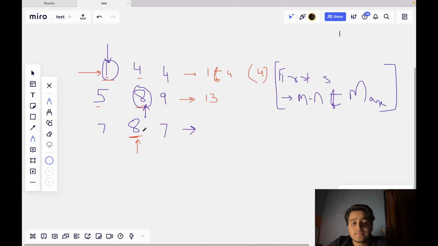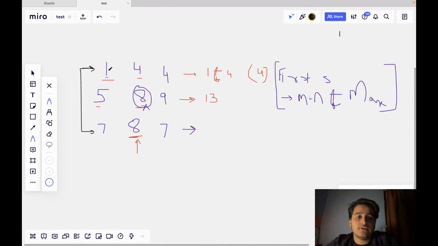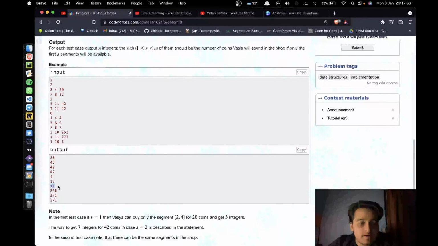I have the answer as 13 in this case. But here, what I can do is delete this extra stuff and just buy this one and this one, only these two segments. If I buy these two, I have all the integers from 1 to 4 here and from 7 to 8 here, and the integers in between, 5 and 6, I will get as a gift. So I have all the integers from 1 to 8. This will ultimately cost 4 plus 7, 11 coins. So the answer for the third case is 11.